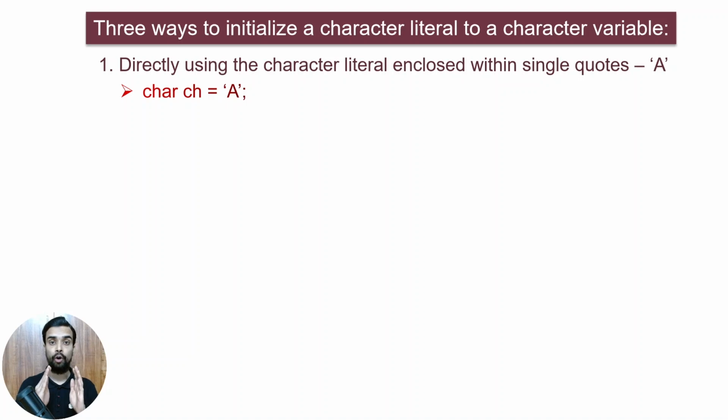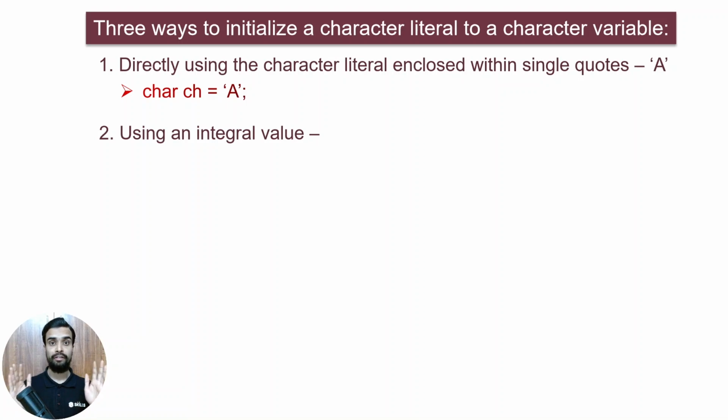Great, sir. How about the second approach? In the second approach, instead of you trying to directly assign the character symbol to a character variable, you can actually provide the Unicode value of that particular character symbol. For example, we know for the character A, its Unicode value happens to be 65. Hence, you can directly assign that Unicode value to a character variable. That itself happens to be the second approach.